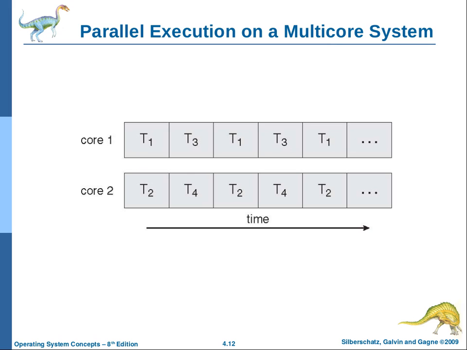Each core has its own cache. In general, each core has at least its own L1 cache. And the newest chips have their own L1 and L2 cache.